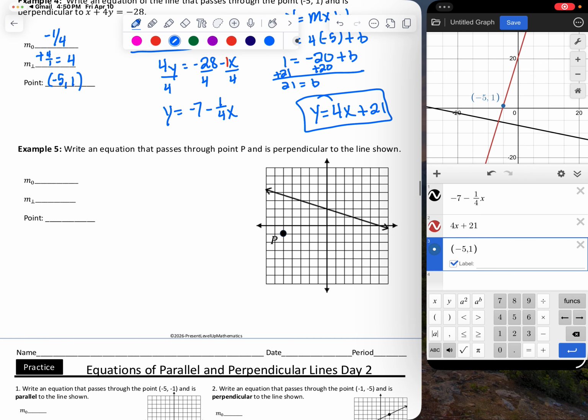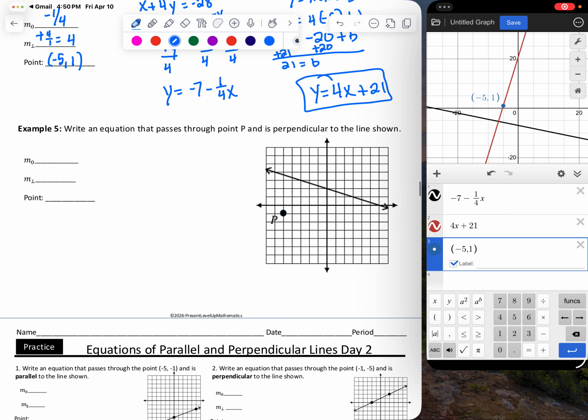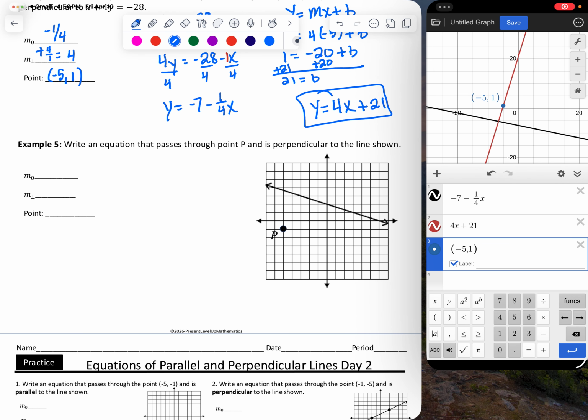All right, example 5. Write an equation that passes through point P and is perpendicular to the line shown. So in this problem, they didn't give us an equation. So to get your original slope, you're going to have to use rise over run. So let me pick 2 friendly points here. Those 2 should work. So my slope is up 1 and left 3. So -1/3 would be my original slope.